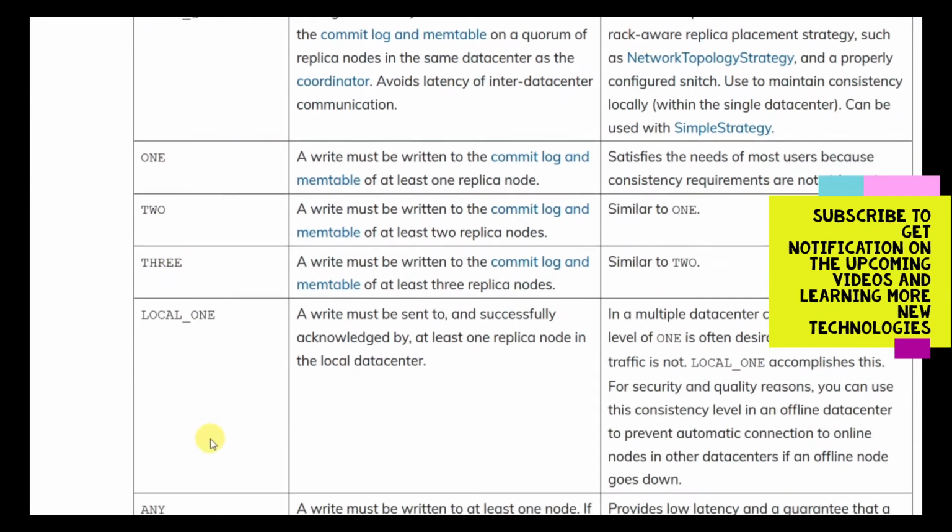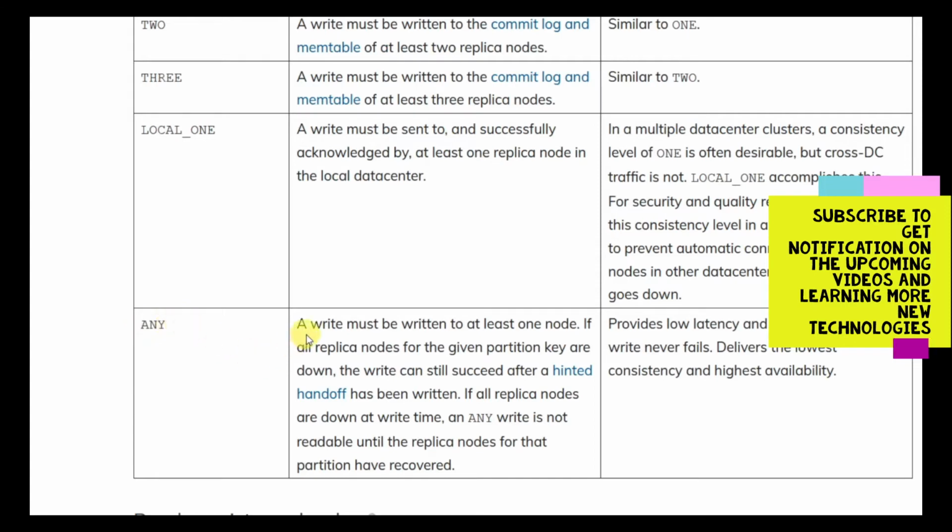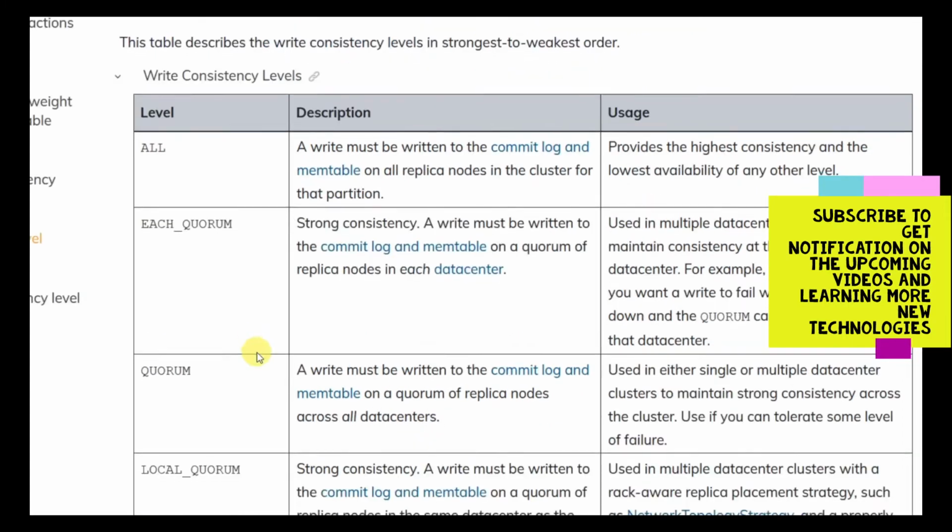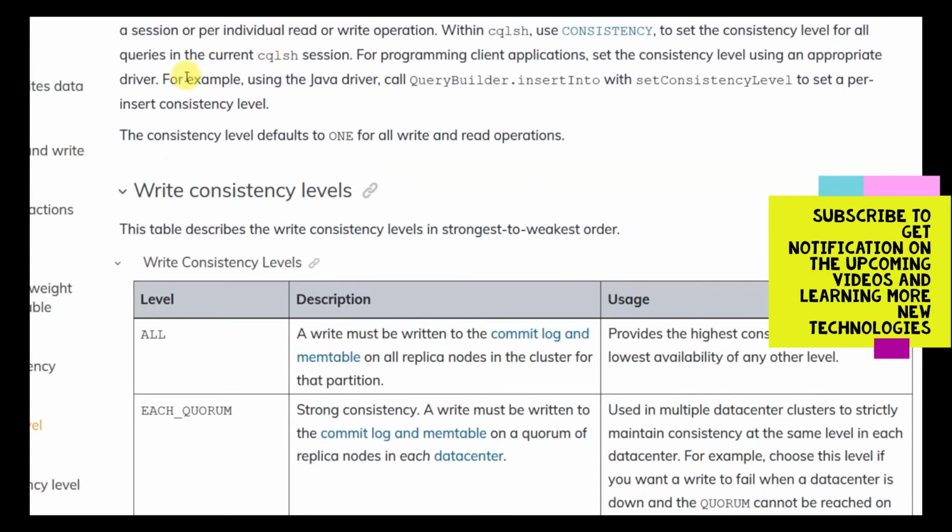Then we have 2, we have 3, and the most lenient one being any. A write must be written to at least one node. If all replica nodes for a given partition key are down, the write can still succeed after a hinted handoff. So what does this mean in any, where we have the lowest consistency? We can say, okay, you go ahead and write in any one of the nodes, and let's say I have 5 replicas and I could write in one of them, right? So I'll provide a hint saying that, okay, if you cannot write to the other nodes within say 3 hours, then you discard this write also. This is the lowest one in the write consistency level that we have.